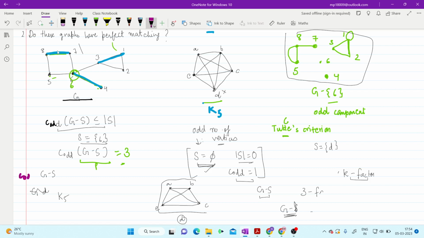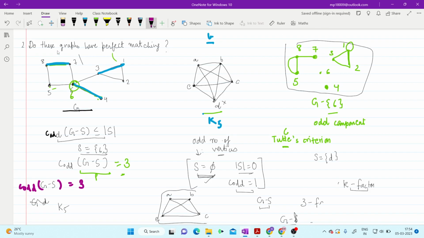Tutte's criteria says that the number of odd connected components after removing one vertex should be less than or equal to 1, but we are getting three odd components. So Tutte's criteria is not satisfied, hence this graph cannot have a perfect matching. Okay, ma'am. Thank you, ma'am. Moreover, this second graph also does not have a perfect matching because it has an odd number of vertices. So in this second question, both G and K5 do not have a perfect matching.